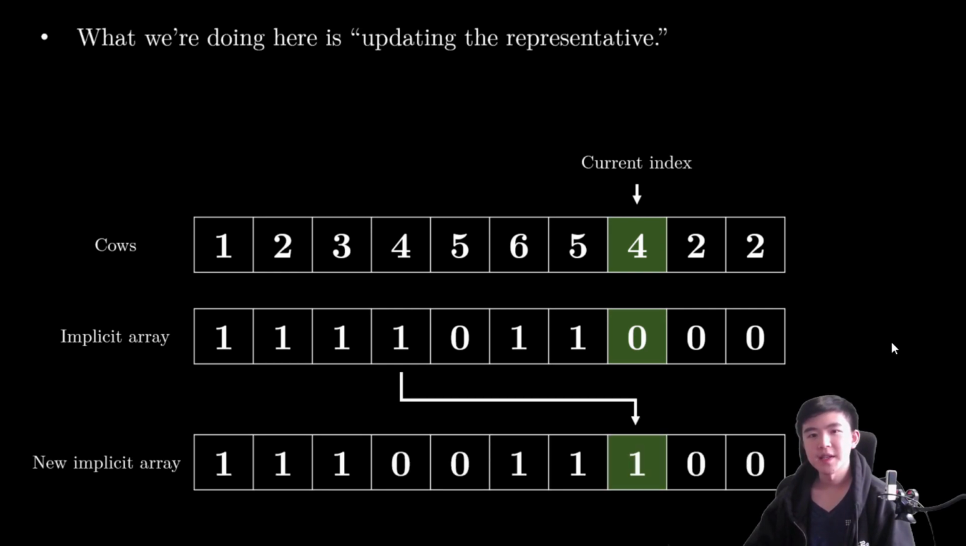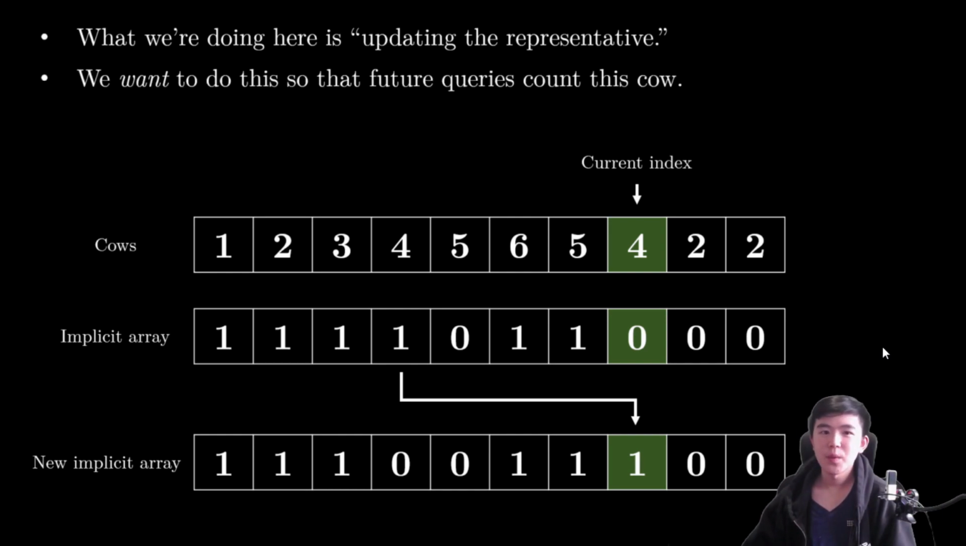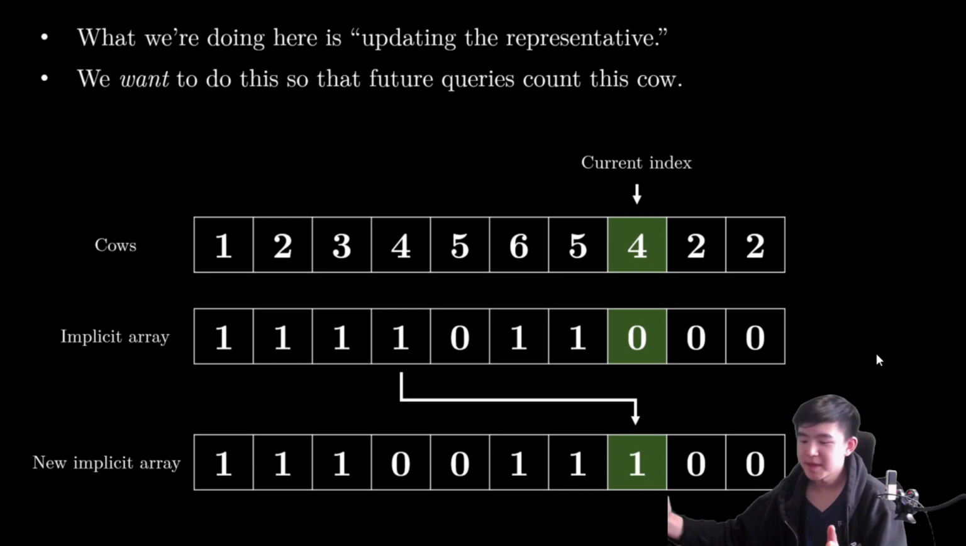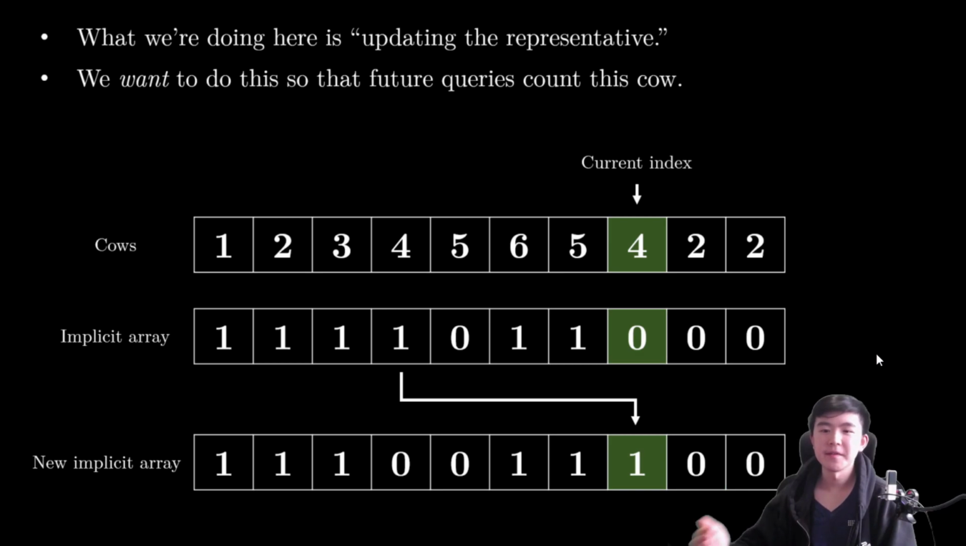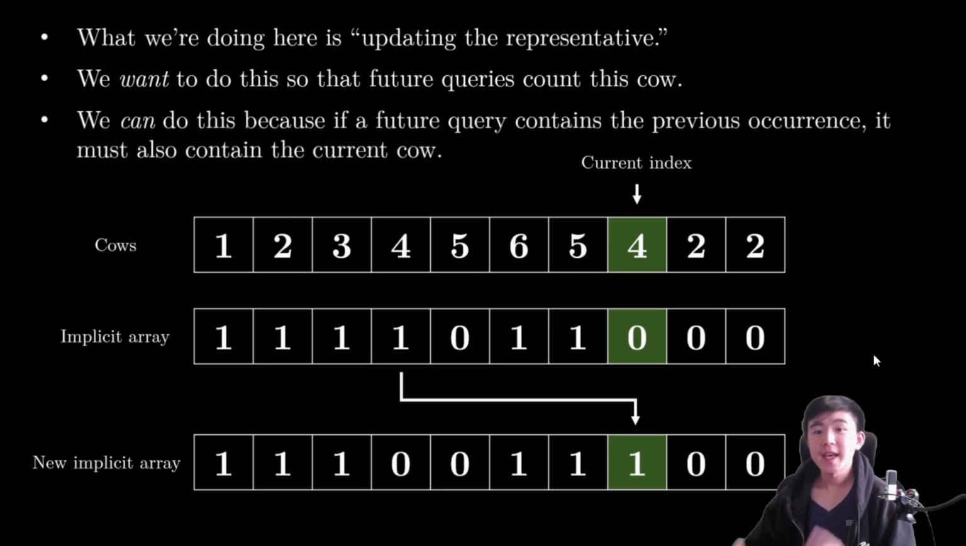Essentially what we're doing here is updating the representative. So remember that notion of the representative cow that represents its breed within a region so that we only count it once. Basically, we're updating it from the previous occurrence to the current occurrence. And why do we want to do this? Well, we want to do this so that future queries count our current cow. Because otherwise, if a query ended in the middle, between the previous occurrence and the current cow, it wouldn't count the current cow. So we want to update the representative so that it's the most recent. And we can do this because if a future query contains the previous cow, it must also contain the current cow. And that is because we sorted the queries by right endpoint.